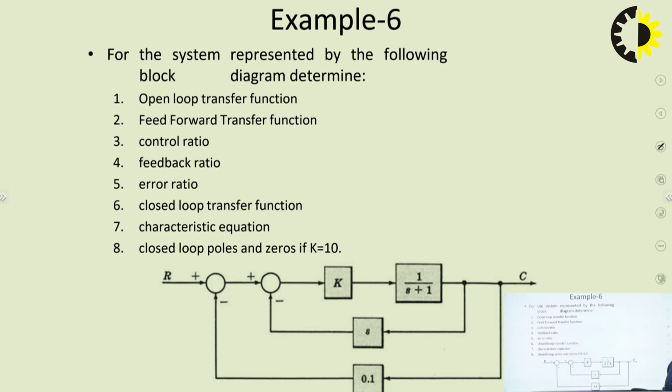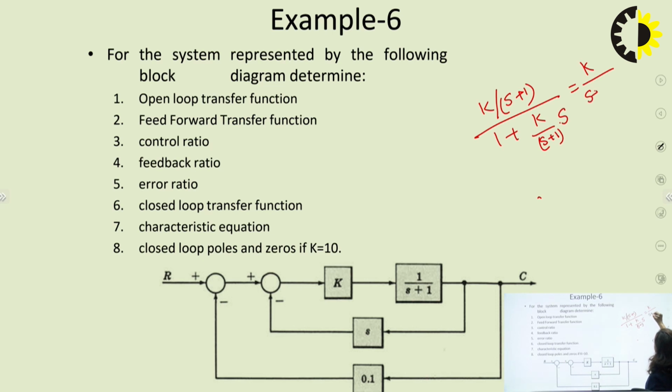Now we take another example of this case. The forward path function, since these two blocks are in cascade, becomes K into 1 by S plus 1, which is multiplied by S. So the gain will become K upon S plus 1. G upon 1 plus G into H, that is K upon S plus 1 into H, that is S, which becomes K into S plus 1 plus K into S.